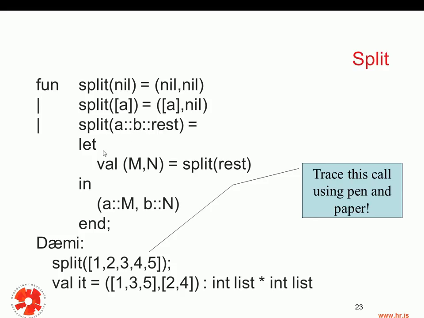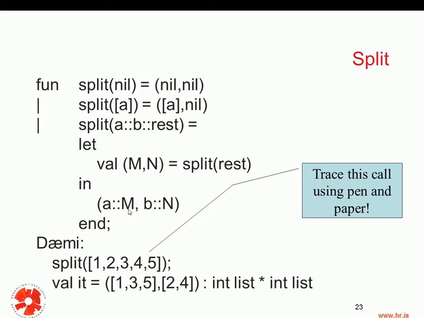And now comes the let statement. This is very nice. We can say let val m, n. So we're building a pair here where the first element of the pair has the name m and the second element has the name n. Let val of m, n be the result of splitting the rest. Split of rest, basically split of the tail. And remember, when we have a let statement, we always need to have an in statement as well, meaning that we have to evaluate an expression. And the expression that we are evaluating is A double colon M, comma B double colon N.